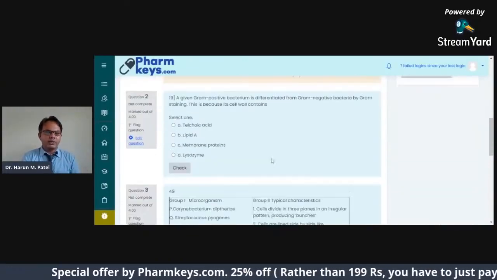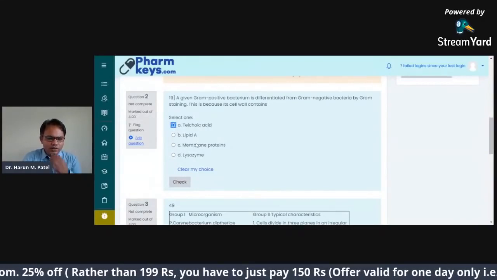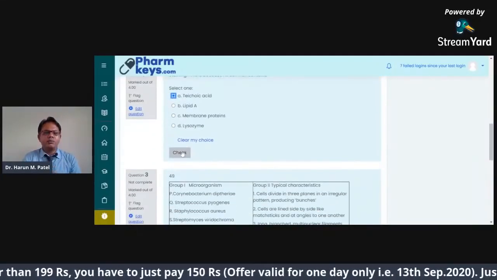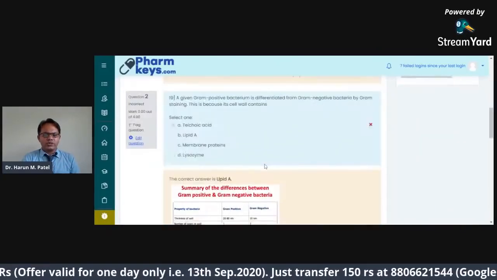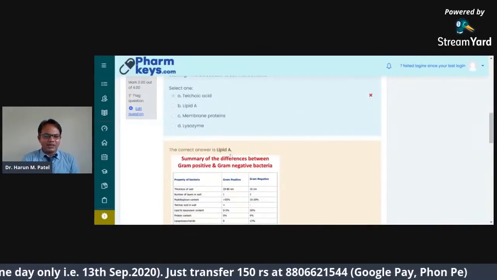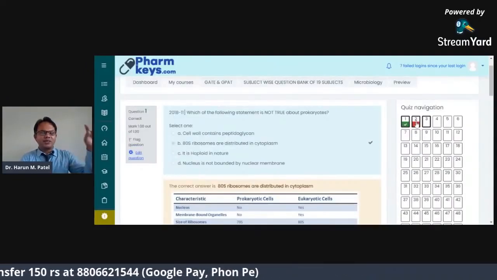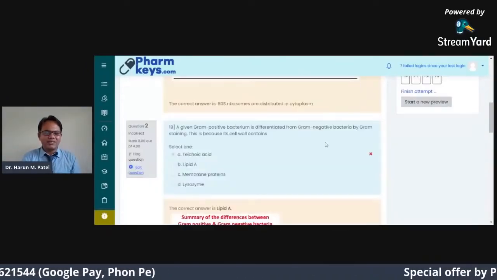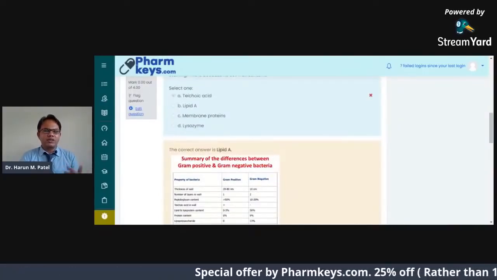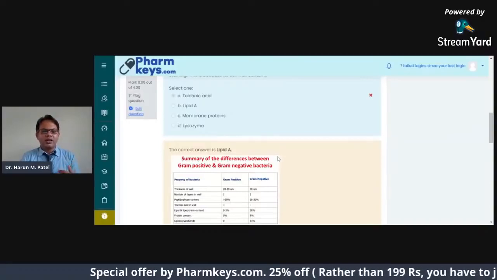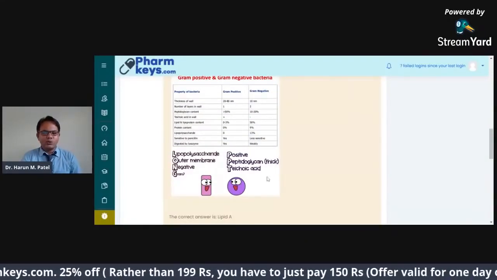Now I'm attempting the second question, and say I click on teichoic acid. Right now I'm pressing the check button. Oh God, this is a wrong answer. The right answer is Lipid A. You can see that on question number 2 a red mark is coming. It means this is a wrong answer given by me. And as I already told you, in both conditions, whether the answer is right or wrong, you will get the explanation. Funny explanation there, you can see over here.